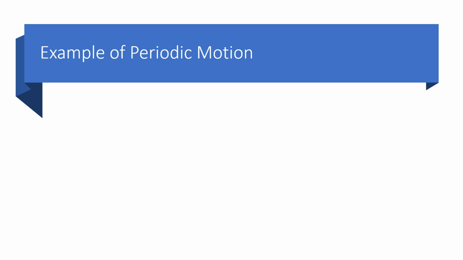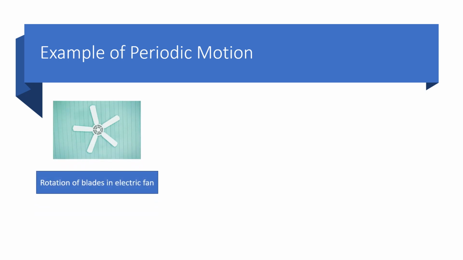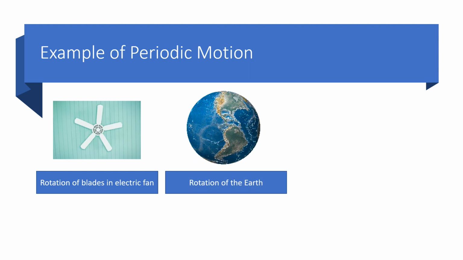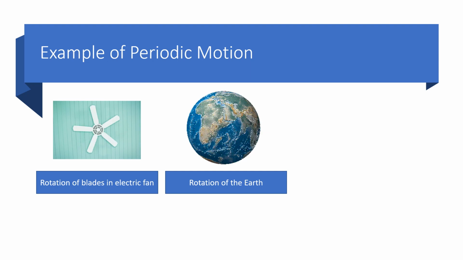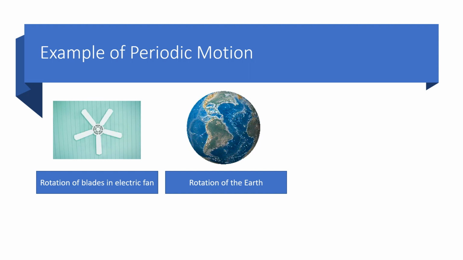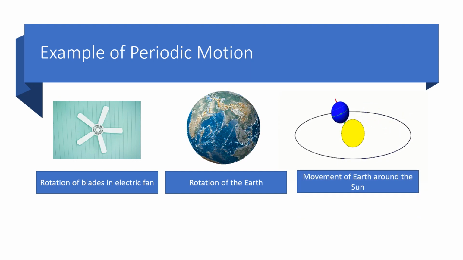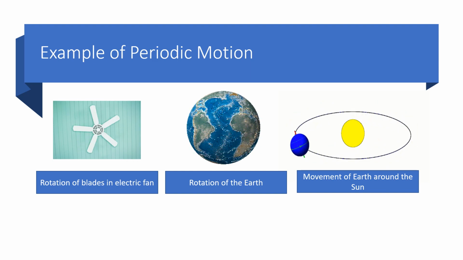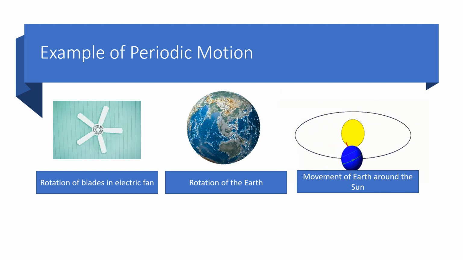An example of periodic motion is the rotation of the blades in an electric fan. The blades of an electric fan, as you can see in this example, move in an interval manner. So it follows an interval pattern. Same with the rotation of the earth. It follows a time interval. So that is the repeated movement of the earth. If we include the rotation of the earth as an example of periodic motion, of course, the movement of the earth around the sun, or the revolution, is also an example of periodic motion.